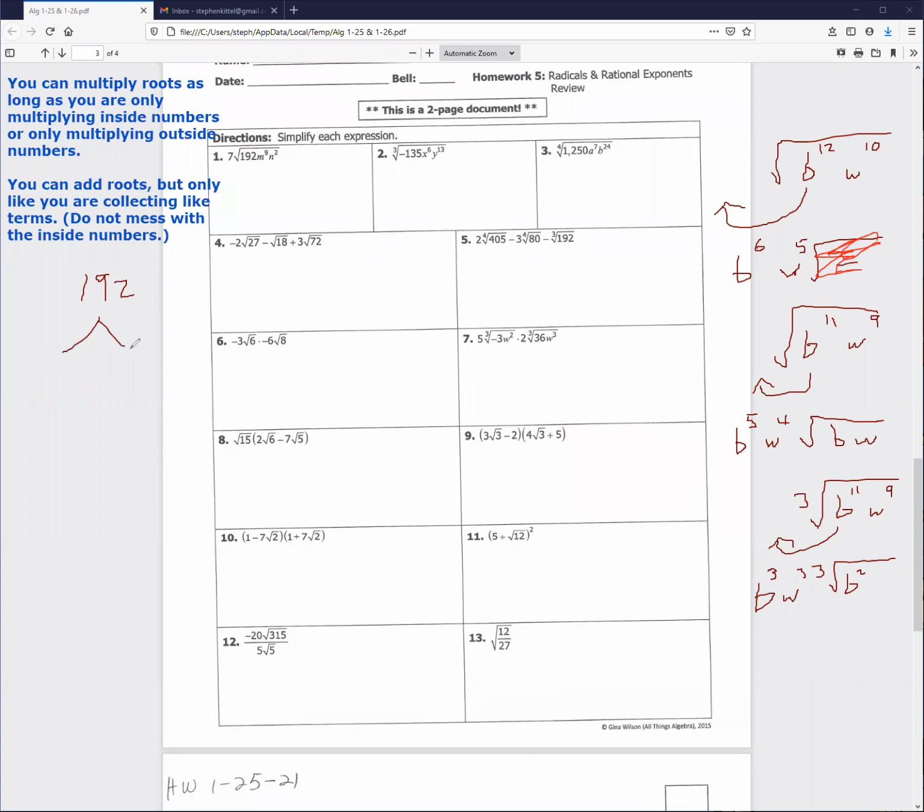6 is 2 times 3. 8 is 2 times 2 times 2. Those are all prime at this point. 1, 2, 3, 4, 6. So it's 2 to the 6th times 3.